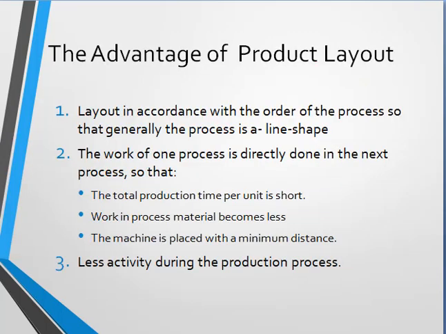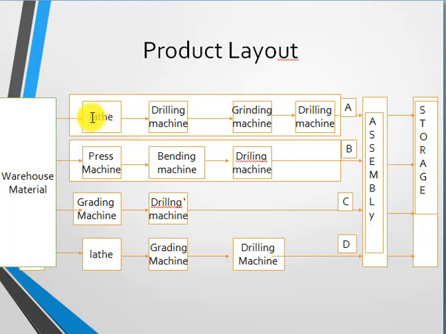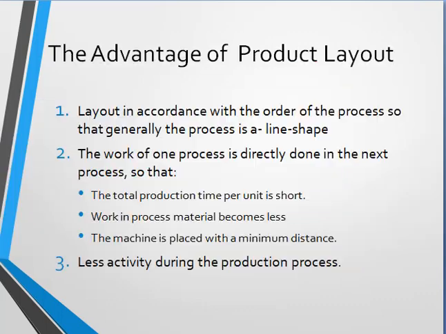The advantage of product layout is the layout in accordance with the order of the process, so that generally the process is a line shape. As you can see here, it is a very line shape because it's very easy to be moved and very easy to communicate with each other. For example, the operator and also the material flow. So commonly use a line shape.